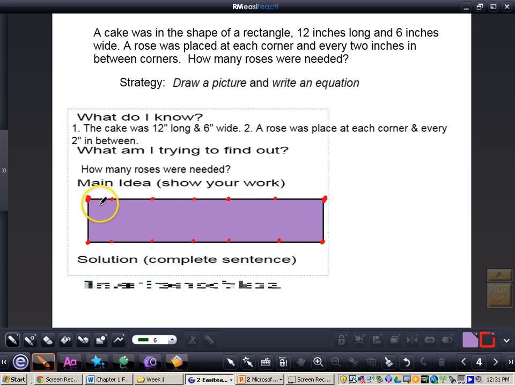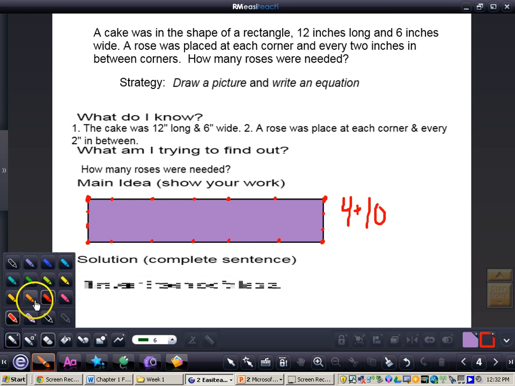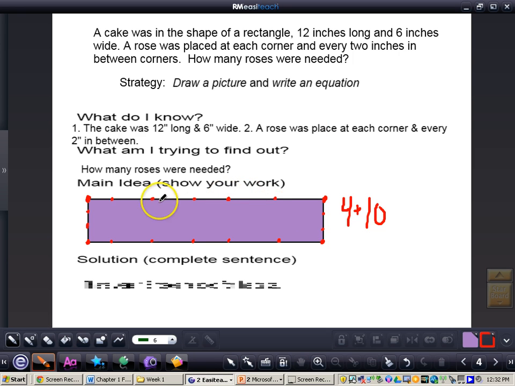And then on the sides we know it's 6 inches long, so from the corner to this rose would be 2 inches. Now that would be 4 inches, and then finally 6, so we'll just put a rose right in the middle here. Now we've drawn our picture, and I'm going to need to write the equation down, and it's going to be 4 plus 10. We know that 10 represents all the roses that are on the long side, and then there's another 4 roses that we have on the other end of the rectangle. And now we know that gives me a total of 18.